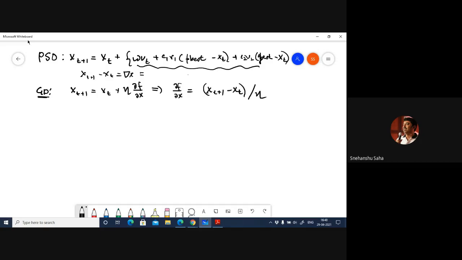So you call this equation 1, you call this equation 2, and what you do is substitute equation 1 into 2. If you do that, what is this? This is nothing but your delta x, or whichever way I'm defining this. So this is nothing but 1 by nu delta x.